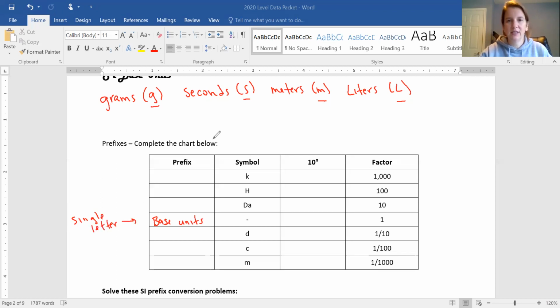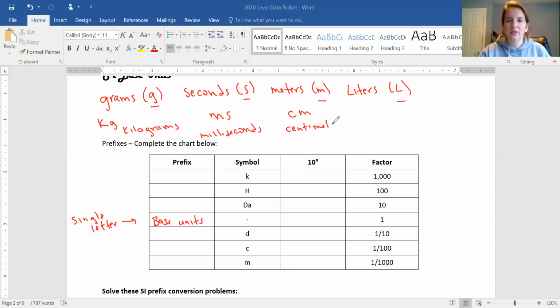So when these get really small or really large, what we're going to do is put one of these prefixes on there, and we would put that in front of these unit measurements up here. All right, so we could put a K in front of the G, and that would represent kilograms. We could put an M in front of the S to represent milliseconds. We could put a C in front of this M to represent centimeters.